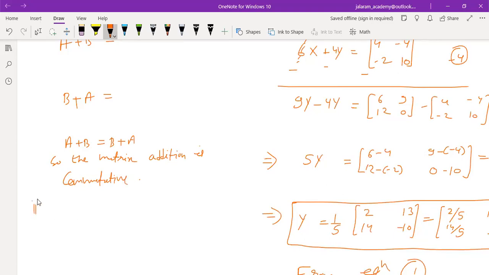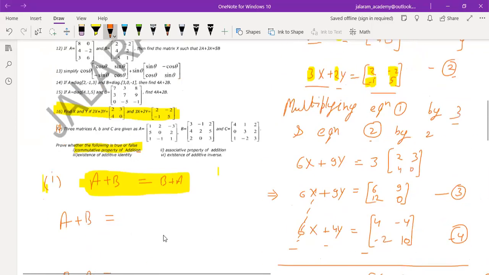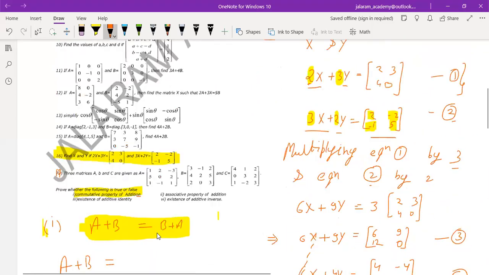In the second part, the associative property means if A, B, C are three matrices of the same order, then (A plus B) plus C equals to A plus (B plus C). So check it for the given matrices also.